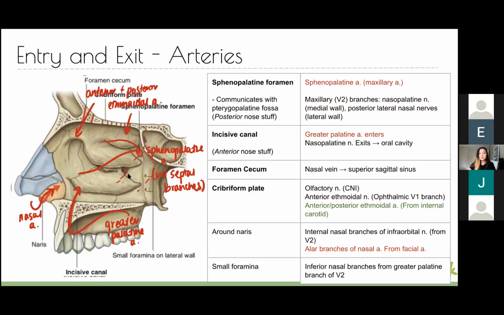These are your arteries. This is your sphenopalatine artery. That's a big one that goes forward from there, and it has lots of big branches. Your greater palatine artery, remember, comes from your greater palatine canal foramen and goes up through your incisive canal into your nose as well. Got your nasal artery coming from here, and then you've got anterior and posterior ethmoidal arteries.